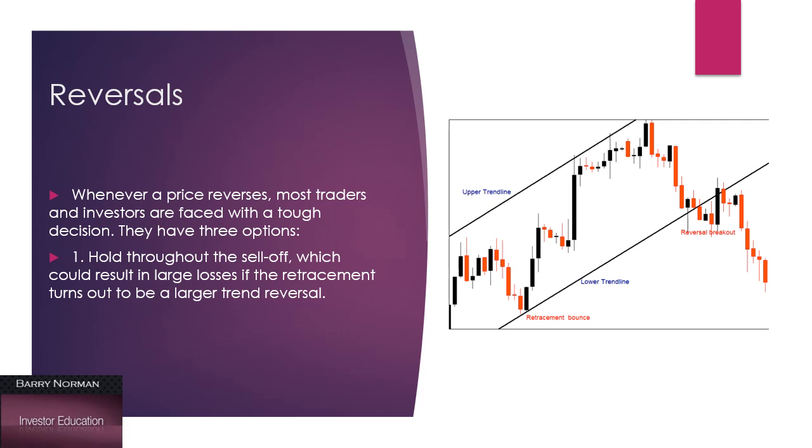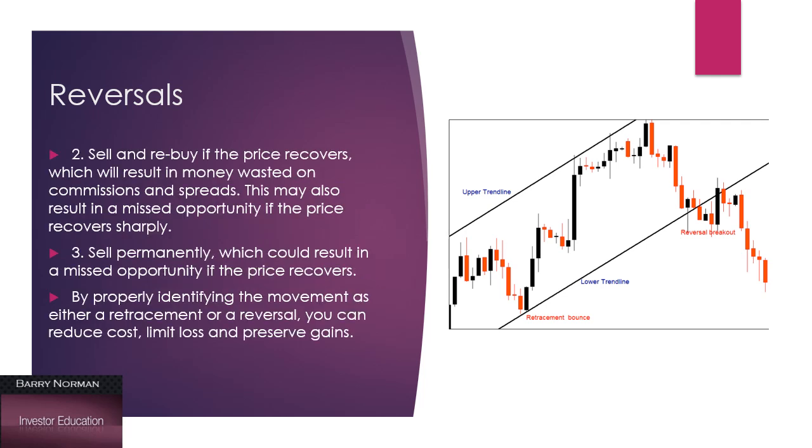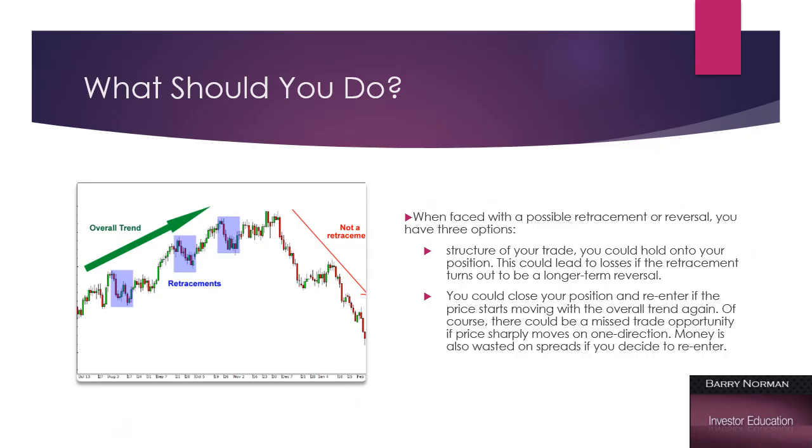Well, when a price reverses, most traders and investors are faced with tough decisions. They have three options. One, hold through the sell-off. Two, sell and rebuy. Three, sell permanently, get out of the market. Okay, the problem is, where do you sell and get out of the market, or where do you come back in? By properly identifying the movement as either a retracement or reversal, you can reduce costs, limit loss, and preserve gains. When faced with the possible retracement reversal, you only have those three options.